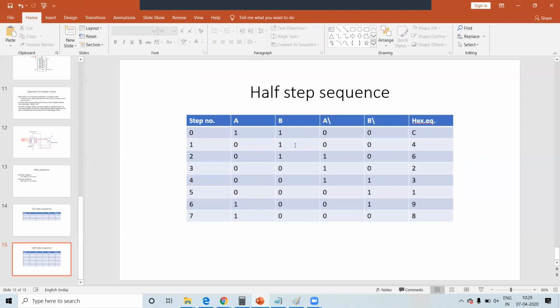So you can see here 0, 1, 0, 0 is 4. When you rotate it one bit to the right, you get 2. Rotate it one bit to the right, you get 1. Rotate it one bit to the right, you get 8. So this is known as the half step sequence. That is, 8 steps are required for the execution.